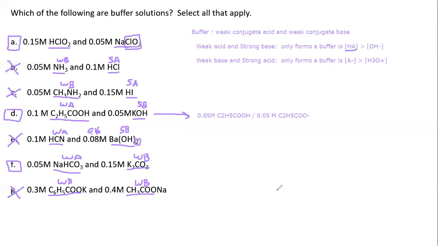So again, for a buffer, we want a weak acid and its corresponding conjugate base. If a strong base is present, the concentration of weak acid has to be greater than the strong base. If a strong acid is present, the concentration of weak base has to be greater than the concentration of strong acid to form a buffer.